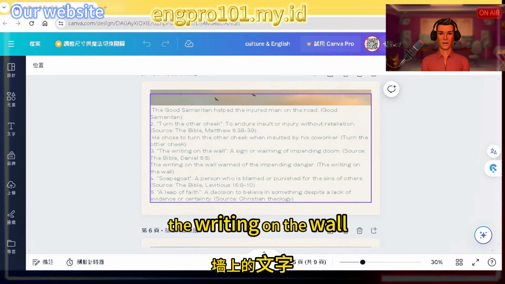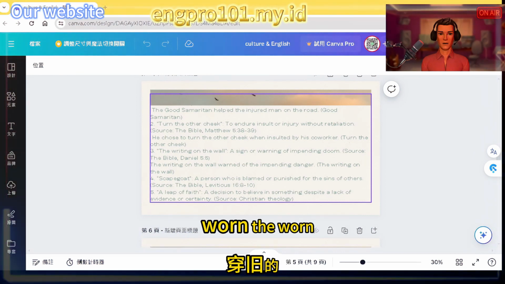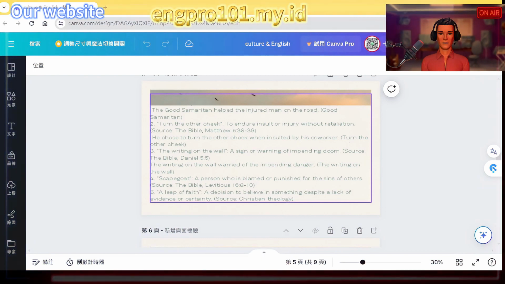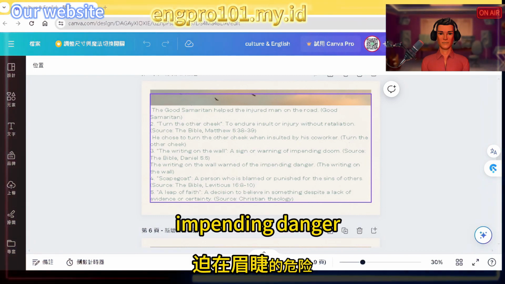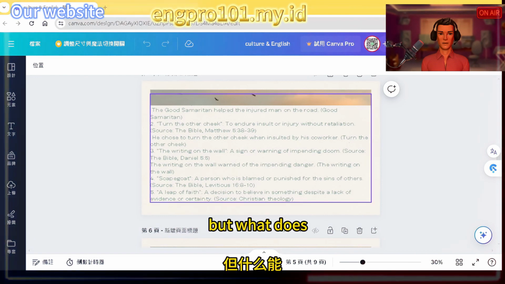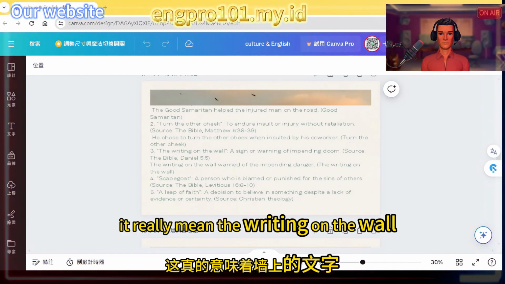The writing on the wall warned of the impending danger. But what does it really mean? The writing on the wall.